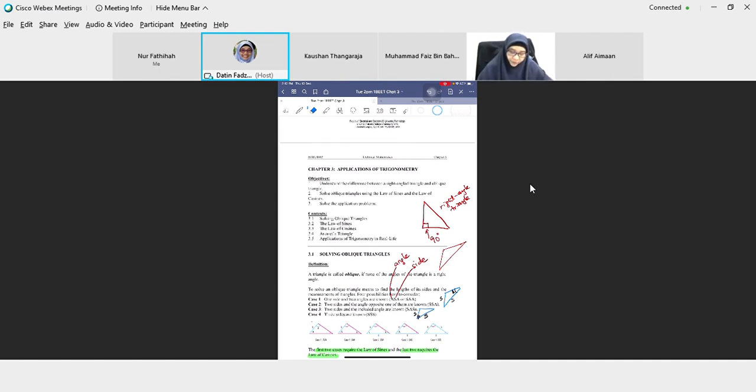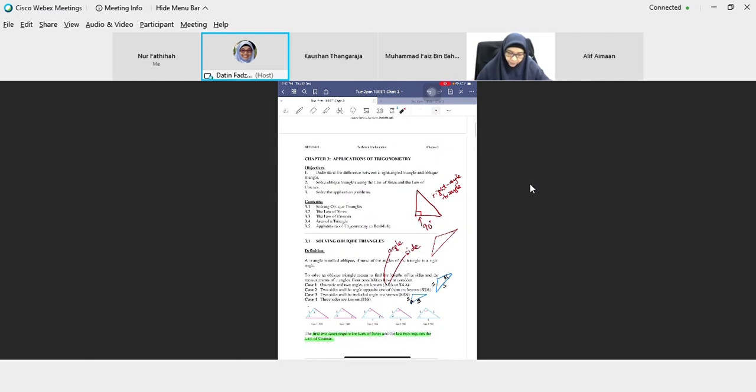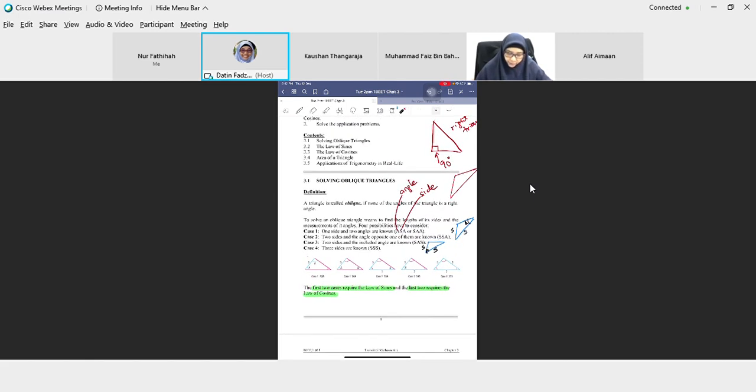All right, the first case is where you have what we call the ASA or SAA type. A stands for the angle, S stands for the side. So the first case is where you have your angle, side, angle, or side, angle, angle type of oblique triangle. So that is our first case. You are given two angles and one side unknown. So that is the first type of oblique triangles.